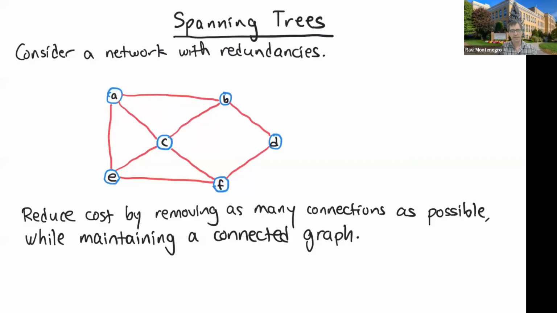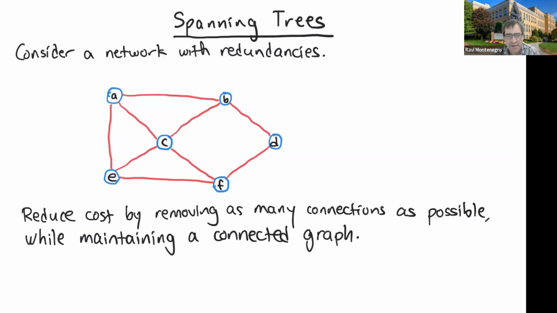Spanning trees are a particular type of tree which minimizes some measure of cost. So let's consider an example. Look at the graph on the screen here. This might be some type of network. So we have locations A, B, C, D, E, F. They have data connections. And this particular network has a lot of redundancy. So at least one connection failing would not cause a problem. Possibly multiple connections failing would not cause a problem.